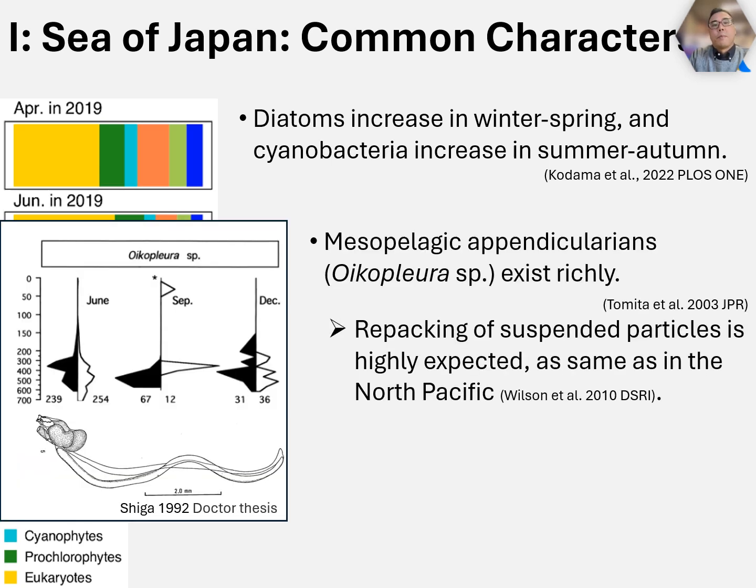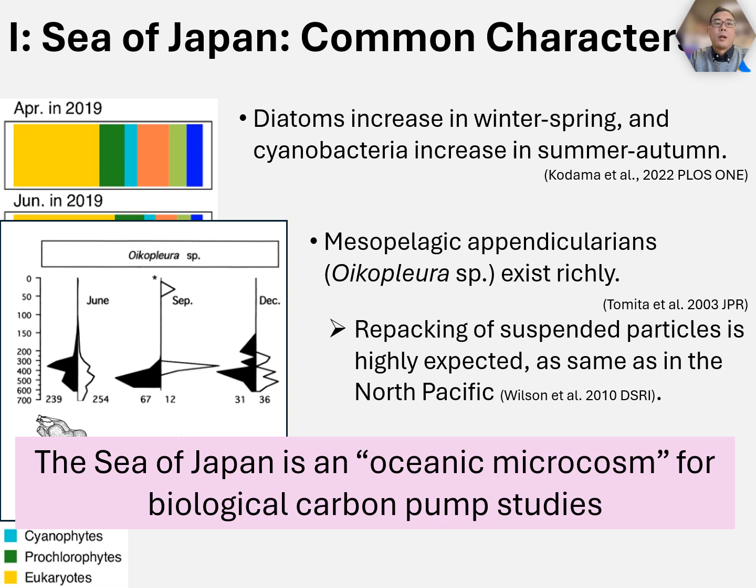Also, there is a bathypelagic appendicularian in the sea. This kind of zooplankton is known as an essential player in the biological carbon pump because it repackages the suspended particles in the mesopelagic layer and enhances the biological pump. These rapidly changing physical and chemical environments and typical plankton ecosystems of the North Pacific indicate that the Sea of Japan is an oceanic microcosm for biological carbon pump studies.